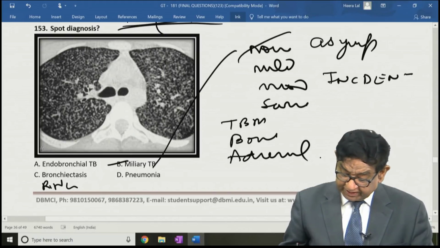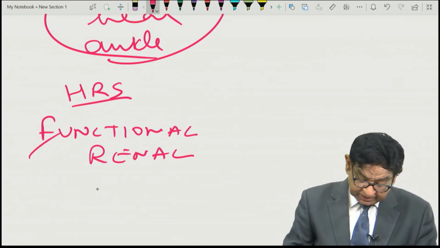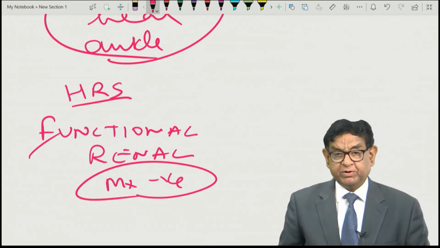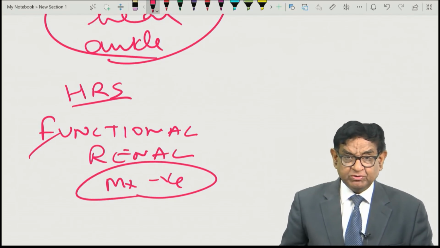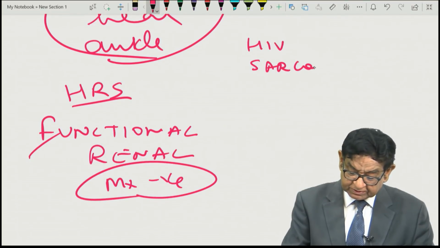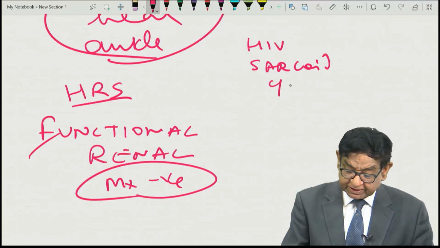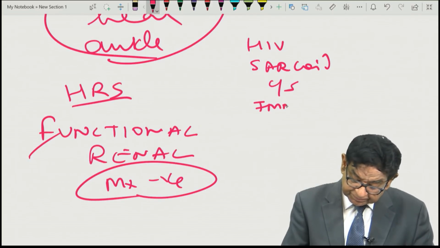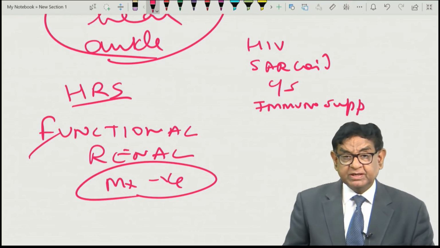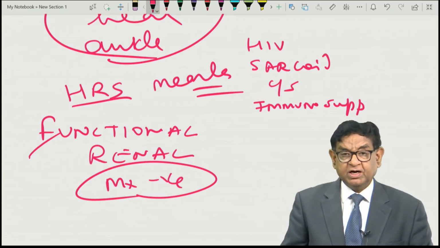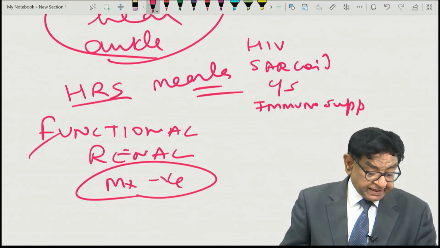Well, what extra points should you know about miliary tuberculosis? In miliary tuberculosis, the Mantoux test may be negative. It's a very, very important point. Other conditions where the Mantoux test is negative are HIV, sarcoidosis, patients on corticosteroid therapy, patients on immunosuppressive therapy, and patients having an acute illness, especially measles. In such cases, the Mantoux test is negative.